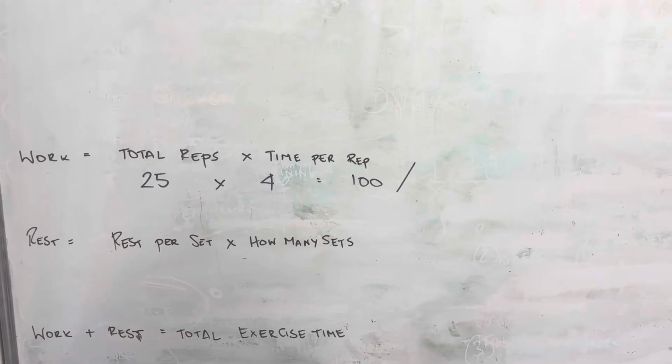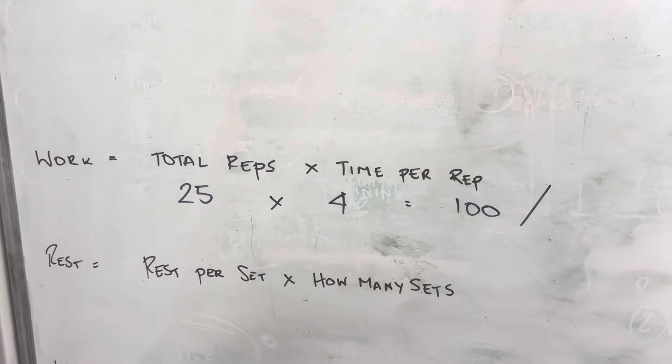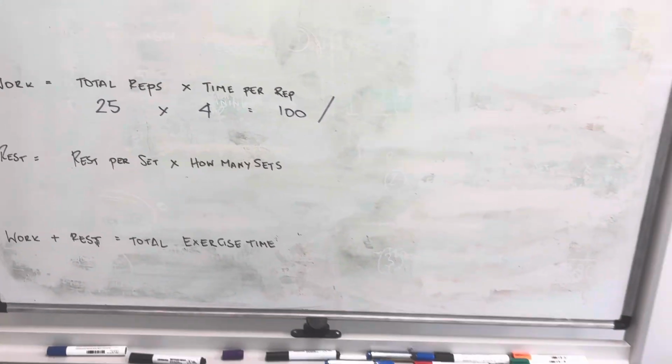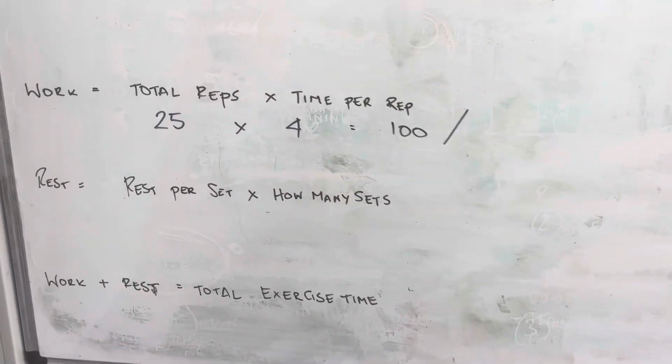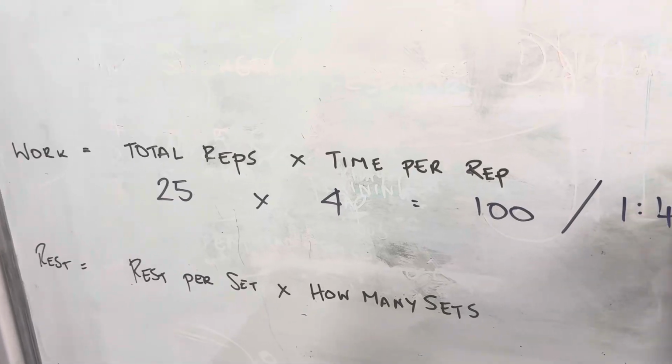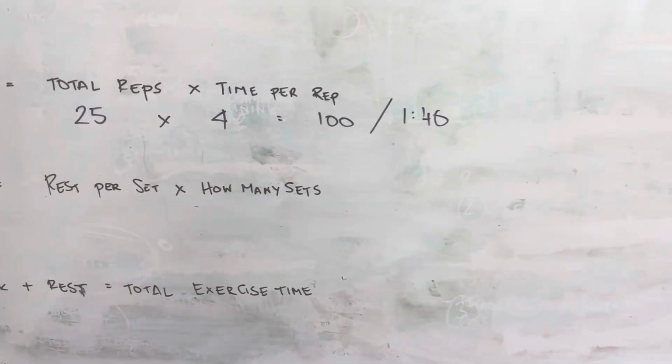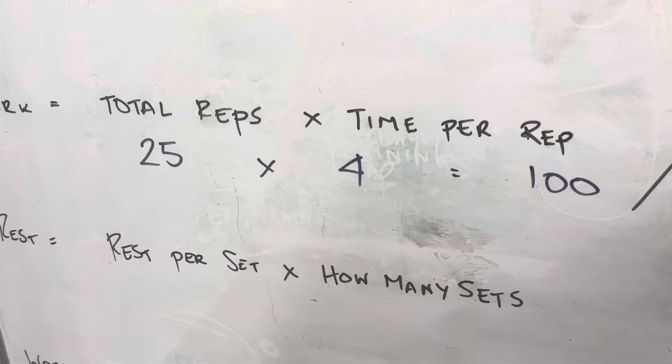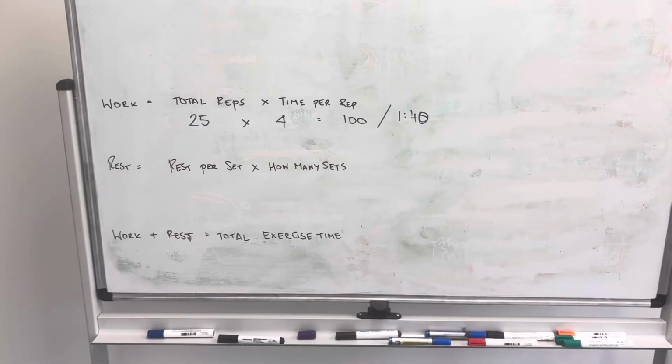So we need to convert that into minutes, and we're going to say there are 60 seconds in a minute. So if we have 100 minus 60, that'll leave us with 40 seconds left over. So we have a work duration of 1 minute 40, or 140 seconds, for our work duration.